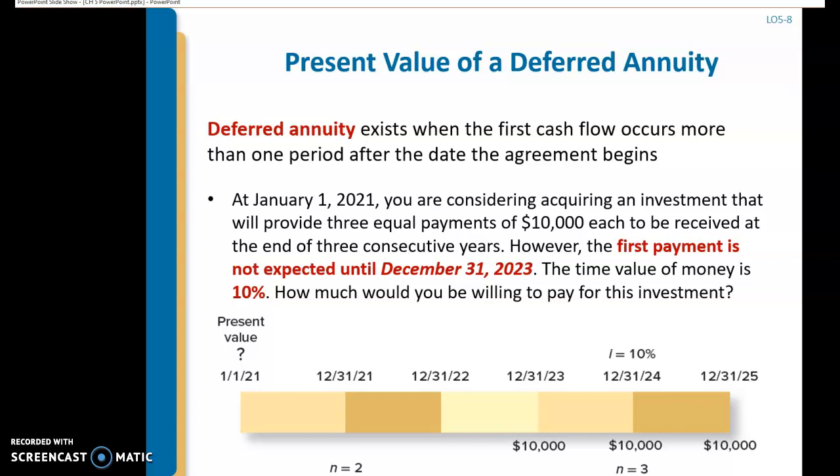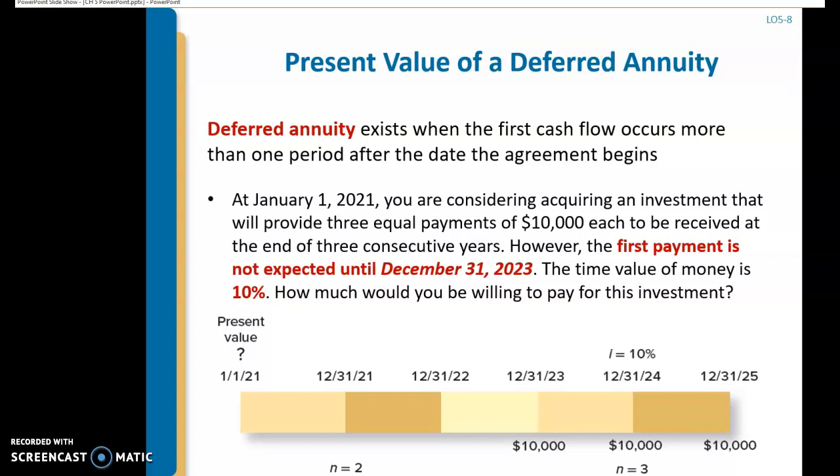Your expected return is 10%. You're not going to make this investment unless you can get at least 10%. By the way, nothing's paying 10%, but for the example, you want a 10% return. How much would you be willing to pay for this investment?